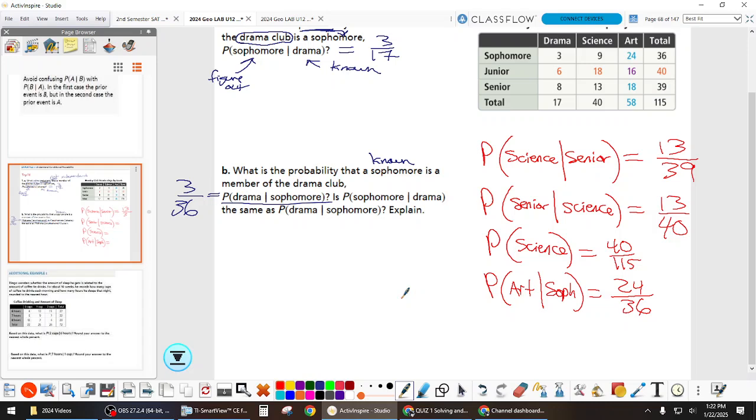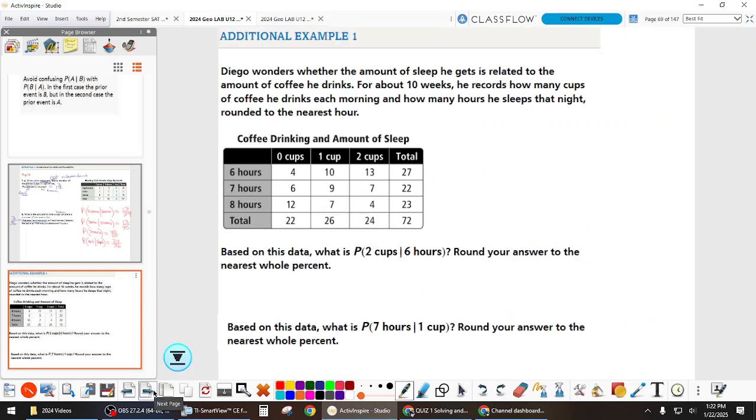Okay. Let's do, I think this is coffee. Yeah. This one's interesting because how many of you are coffee drinkers? 3 of you? Okay. I'm curious what you think if there's a relationship between drinking coffee and sleep, but it says this. This kid wonders whether the amount of sleep he gets is related to the amount of coffee he drinks. So for about 10 weeks, he records how many cups and how many hours he gets for sleep.